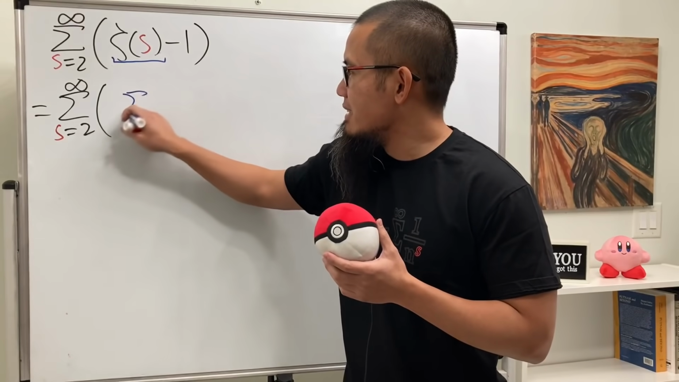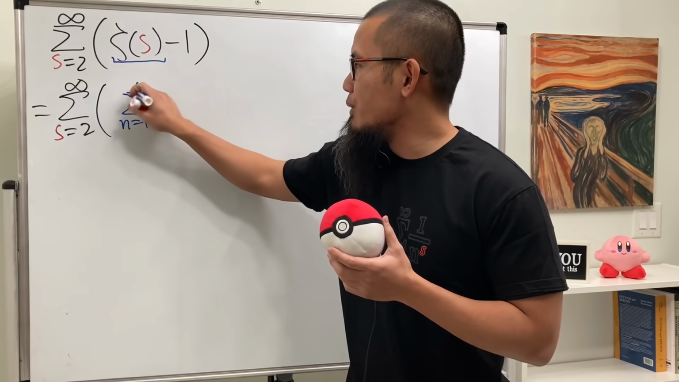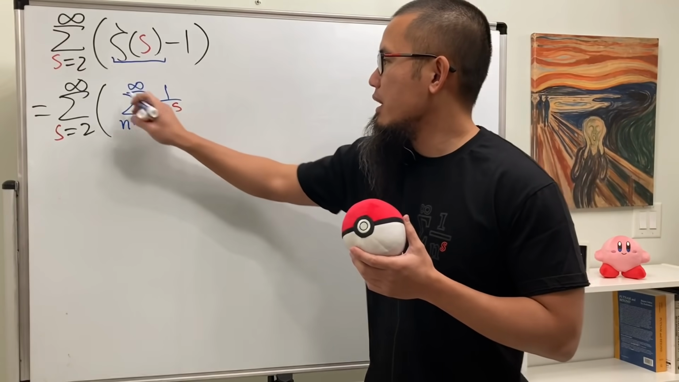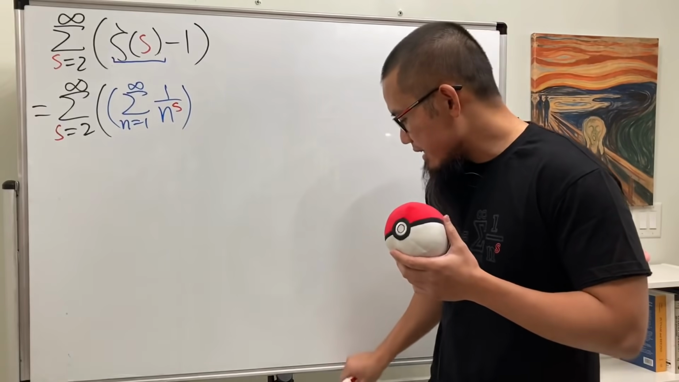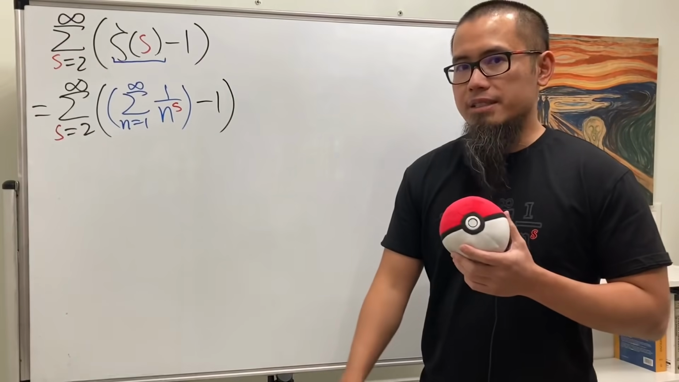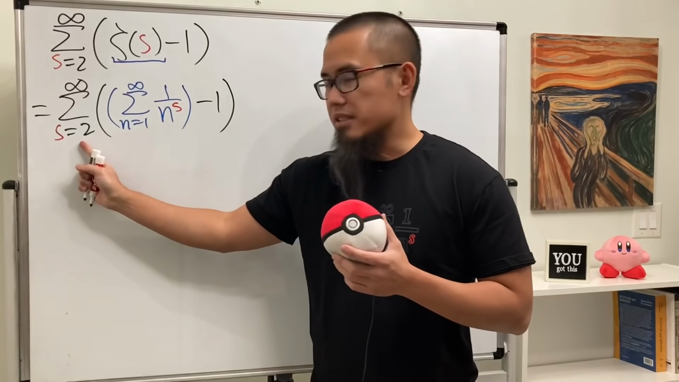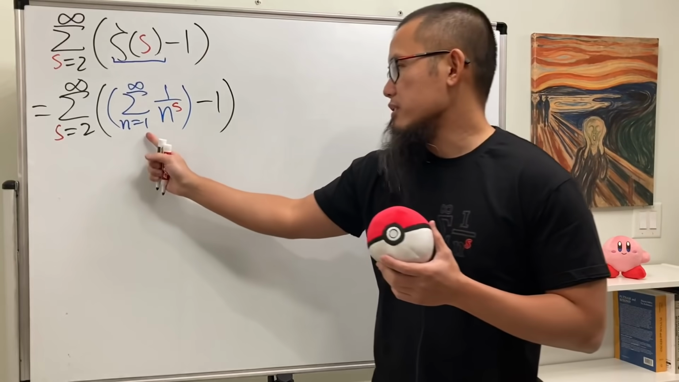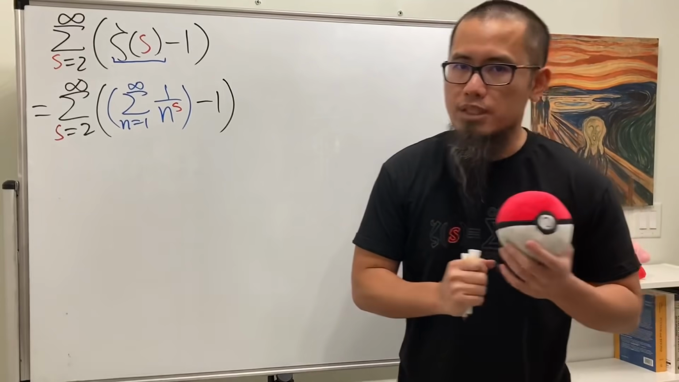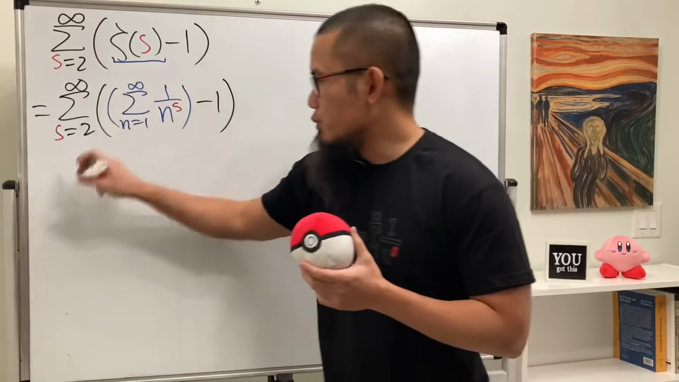This is the series as n goes from 1 to infinity, and we have 1 over n to the s power, and let's put a parentheses to close that, and we have the -1 after that. All right, now check this out. This series starts at 2, but this right here starts at 1. Let's just go ahead and put a 1 right here so we can squeeze out the first term. So let me just write this down again.